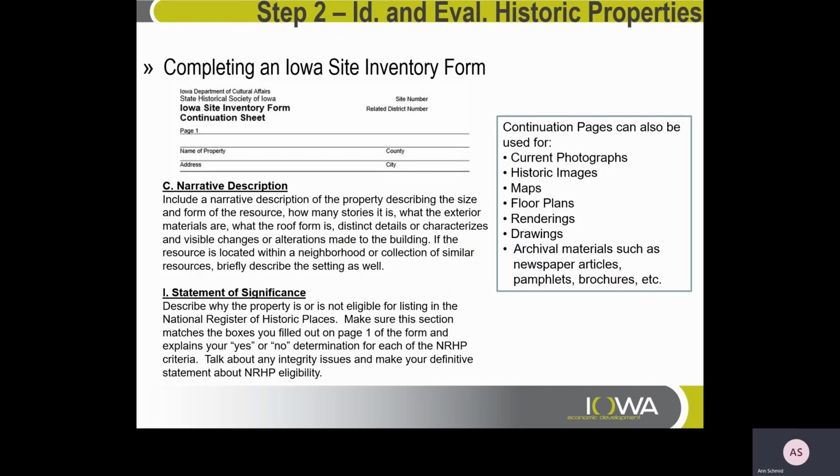It's very important that not only are the fields on the form filled out, but also the continuation pages. These need to include a narrative description of the property, where you use text to describe the physical condition of the building, the style of the building, the materials used on the building, the size, scale, and unique features of the building. And then the narrative statement of significance would be used to make your case as to if the building is or is not National Register eligible.